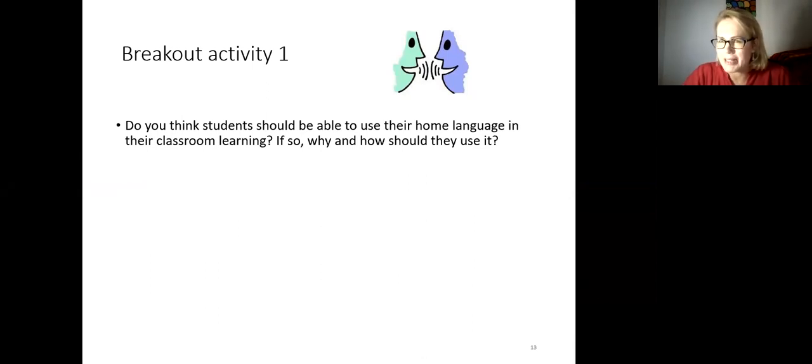I'd really like you to get into your breakout rooms and have a little discussion with the people in your group. What is your thinking right now around the language resources that children bring to the learning context that they're in?